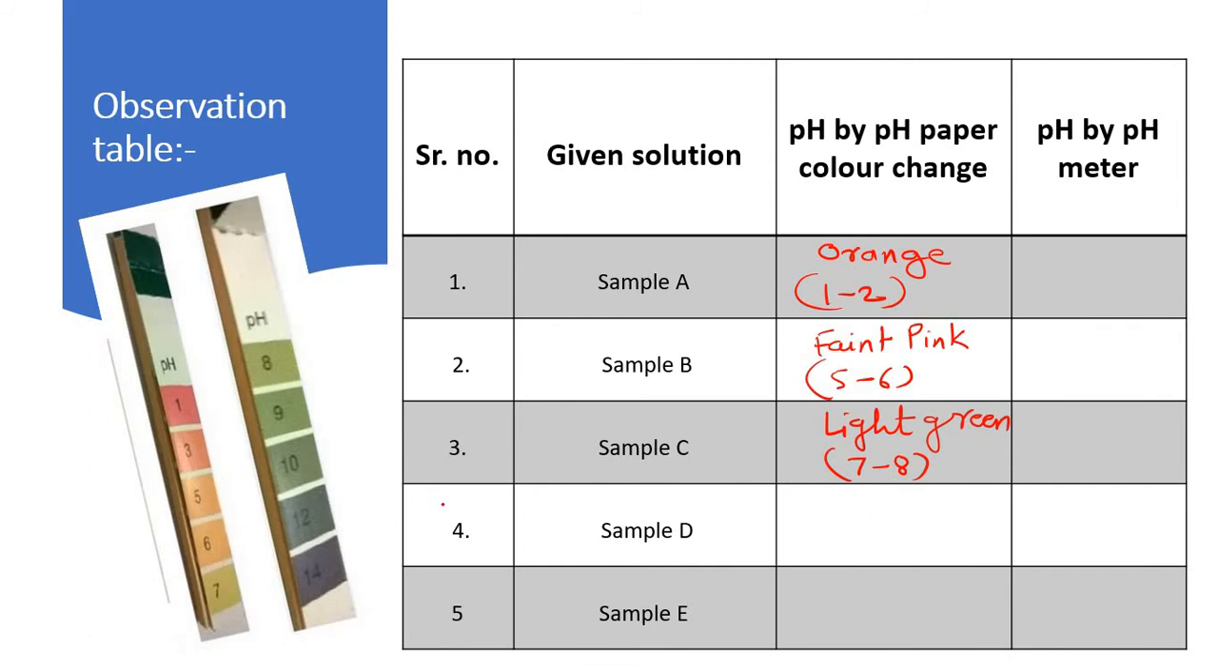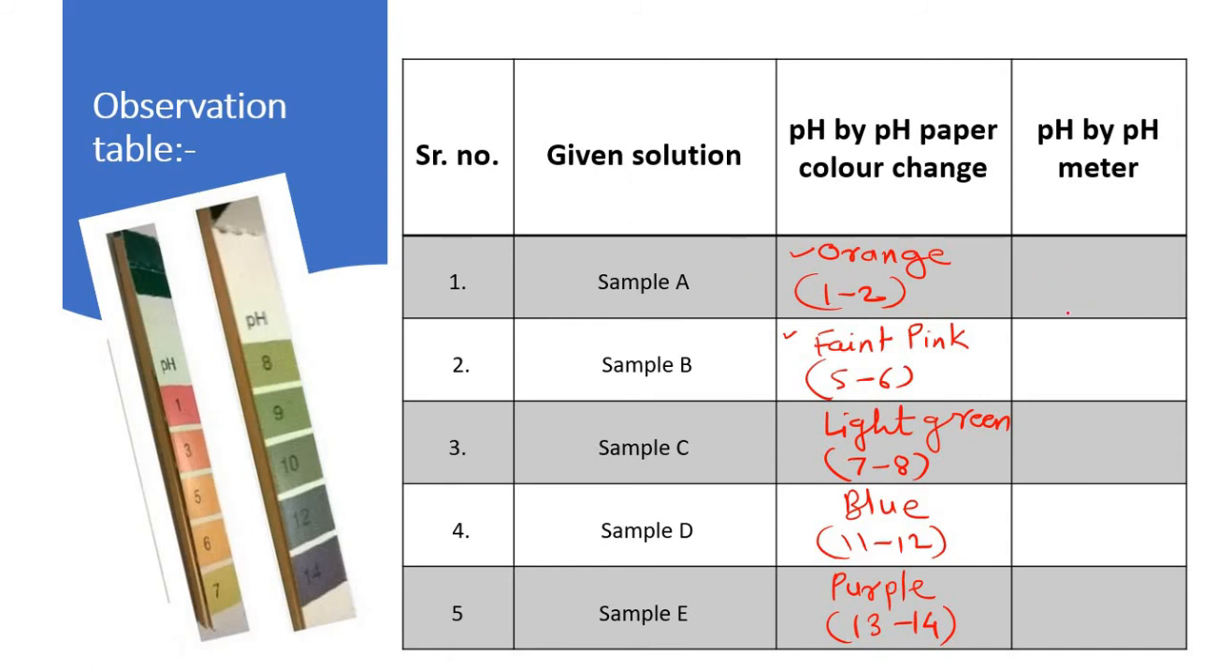For sample D, if you have observed the color change, suppose it is a blue color, where the pH is observed to be 11 to 12. And for sample E, suppose the color is purple, then the pH is observed to be, suppose, 13 to 14 range. So this pH paper gives you a fair idea depending on the colors and the range of pH. Now with the help of the pH meter, we are going to determine the exact value of the pH of the given sample solution.